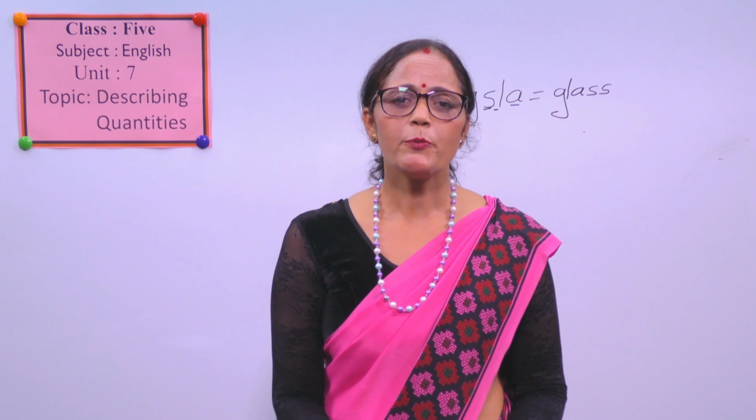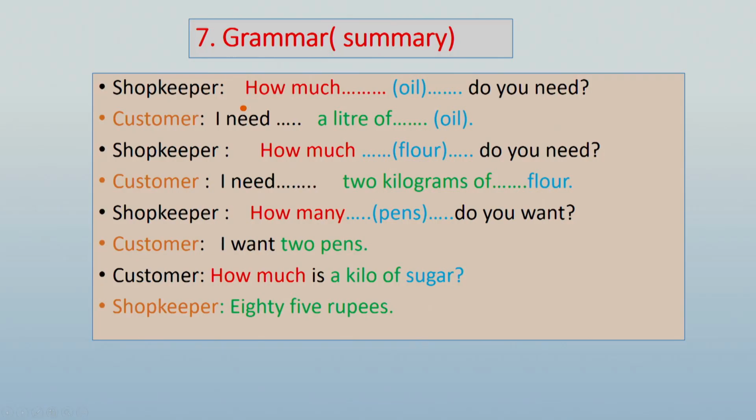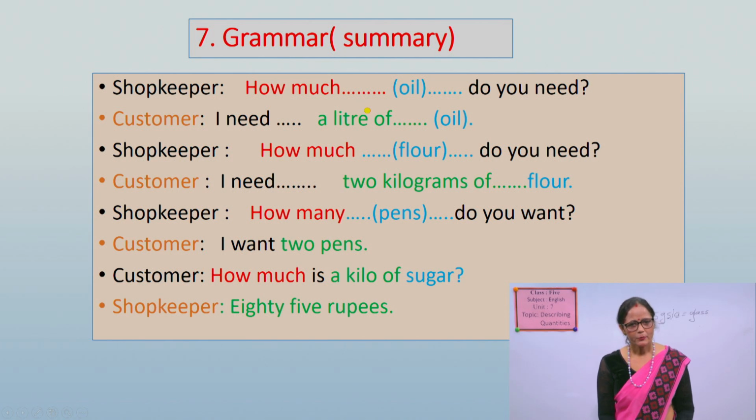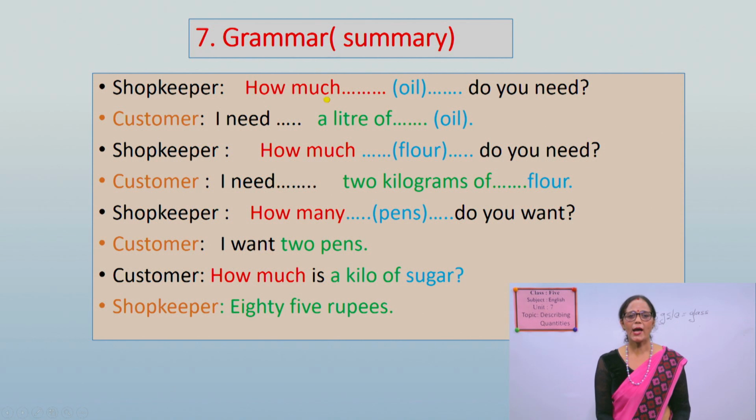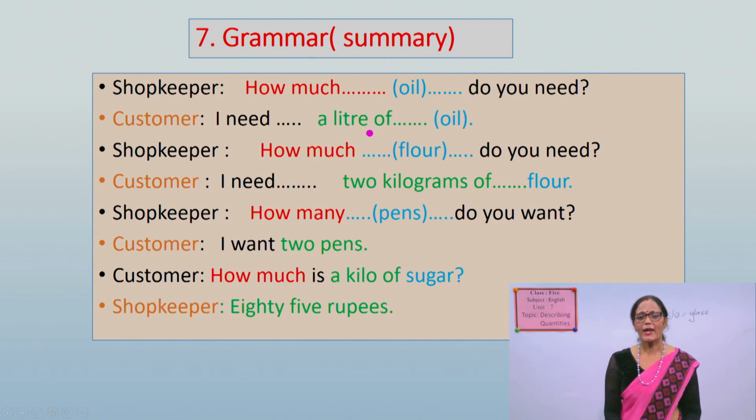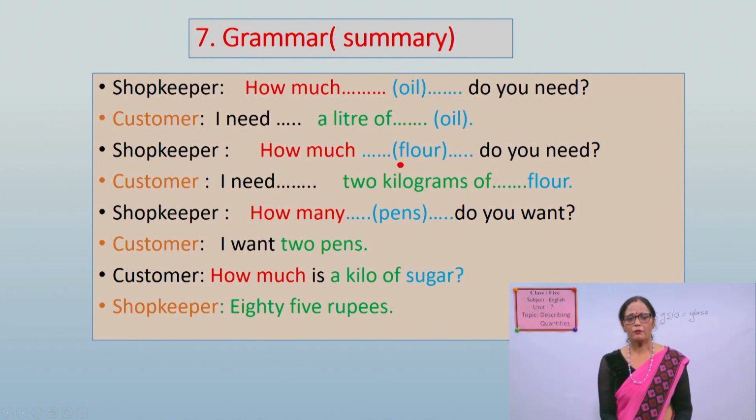Now, let's come to the summary. How do you ask questions, or when do you ask questions with how much? Look at these blue color words. Oil is the thing that we cannot count, so we ask questions with how much. Then what is the answer for the how much question? A liter of. It is a measure word. We can measure oil in a liter. Similarly, flour, we cannot count flour, so we can ask with how much. Then we can measure them in 2 kilograms, 1 kilogram, like that.